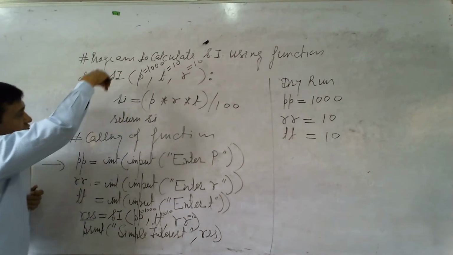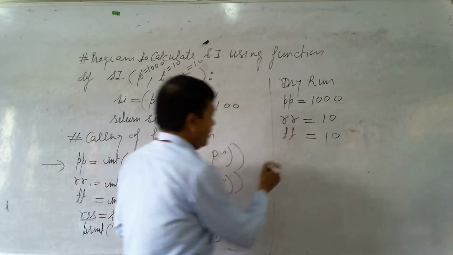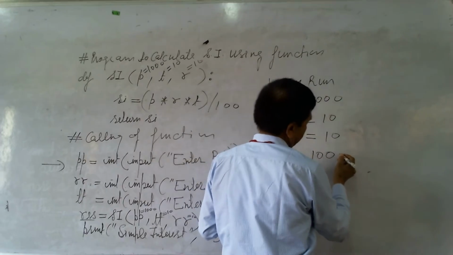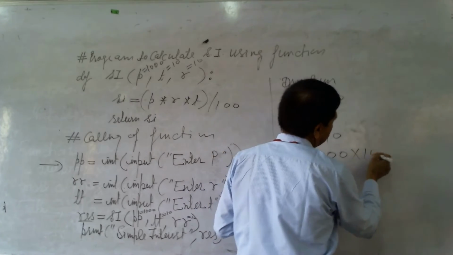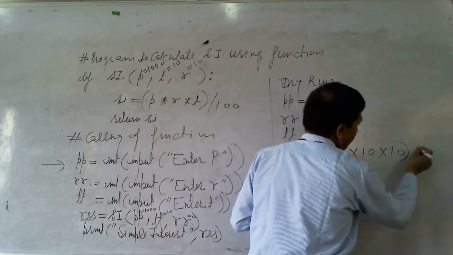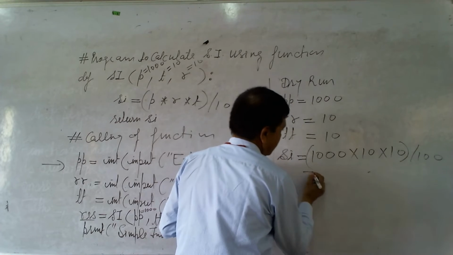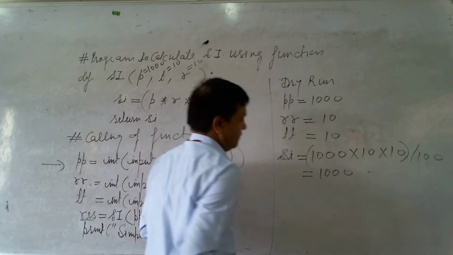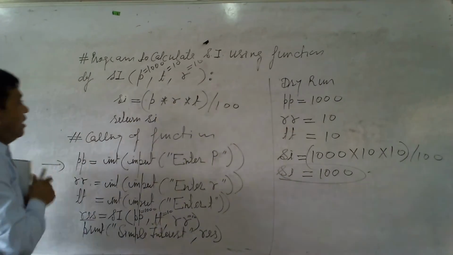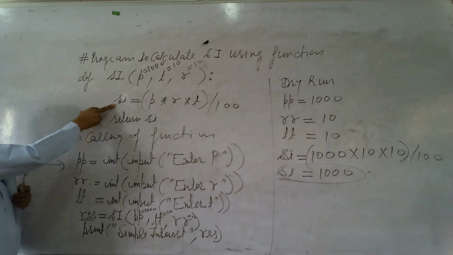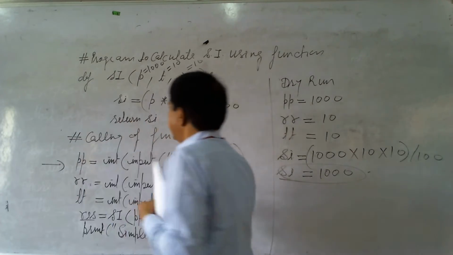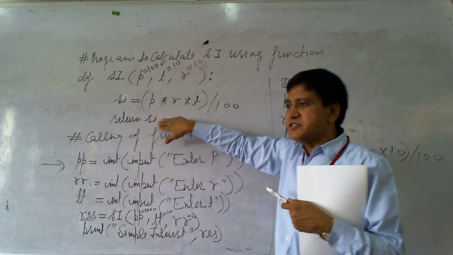After receiving the values, this statement is executed, and si equals 1000 into 10 into 10 divided by 100. So in this case the value is 1000. So si contains the value 1000. This value is calculated by this statement. Now the return si statement is executed.